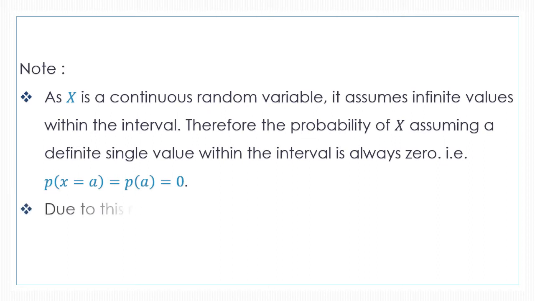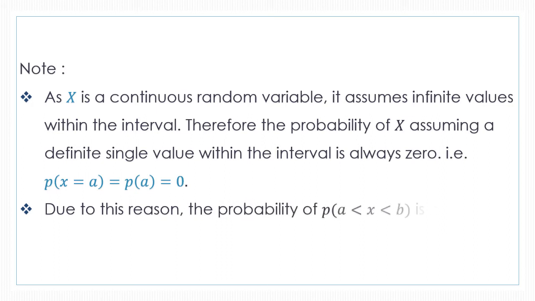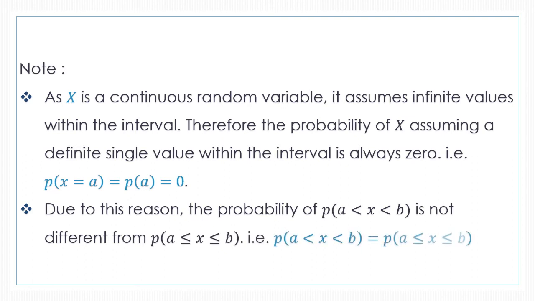So what happens because of this is that when we write the probability of a less than x less than b, it is not different from a less than or equal to x less than or equal to b. Because whether x is equal to a or not equal to a doesn't make that much of a difference, since the probability of x equal to a is 0, and x equal to b is also 0. So whether we write less than or less than or equal to, it does not make a difference.